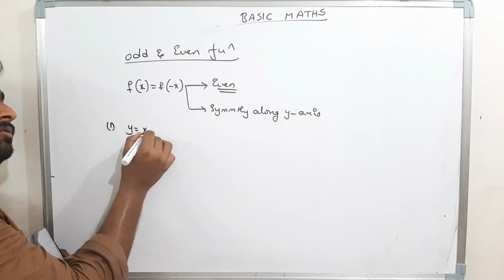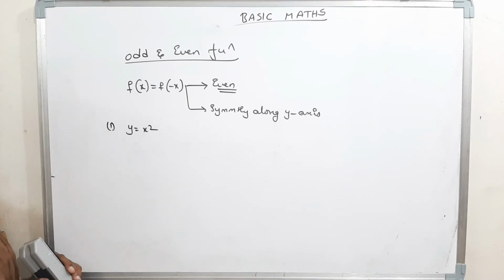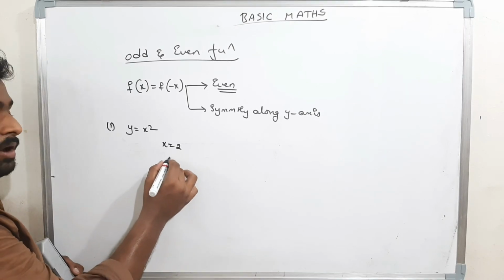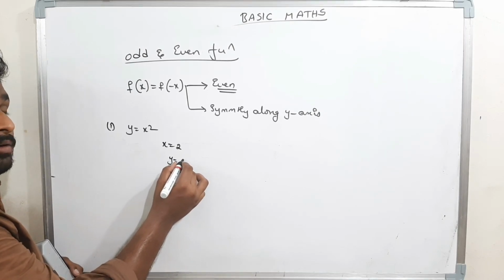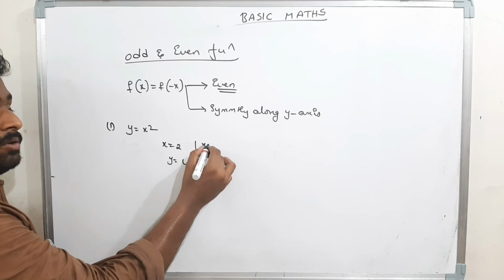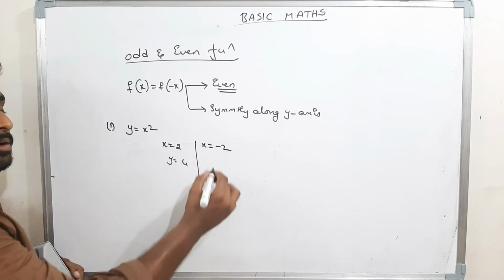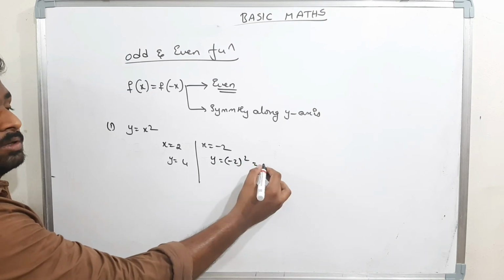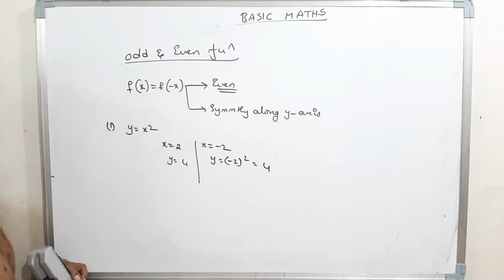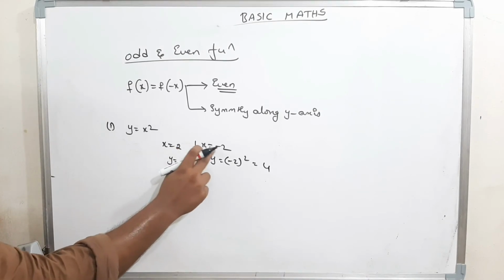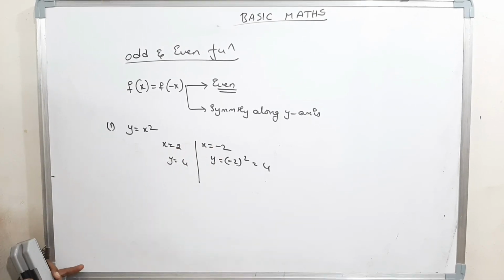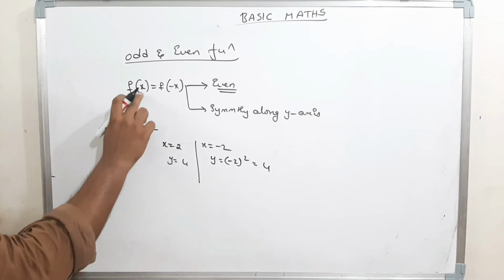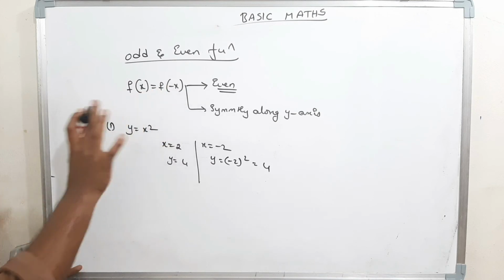Y is equal to x square. Now say me, if x is equal to 2, what is the y value? 4. If x is equal to minus 2, y is equal to minus 2 whole square, that is 4. That means even though x is positive, even though x is negative, the y value is the same. That means f of x is equal to f of minus x. Both the function values will be the same.